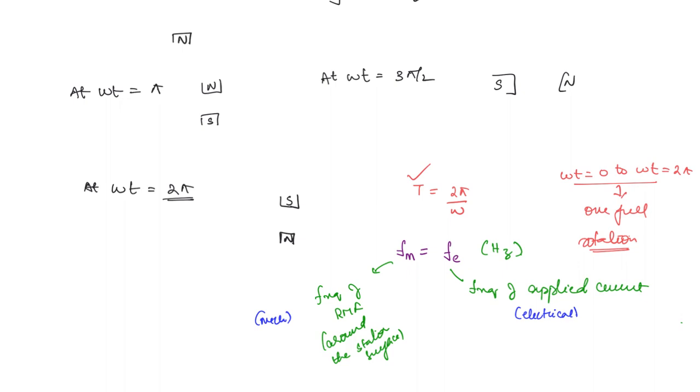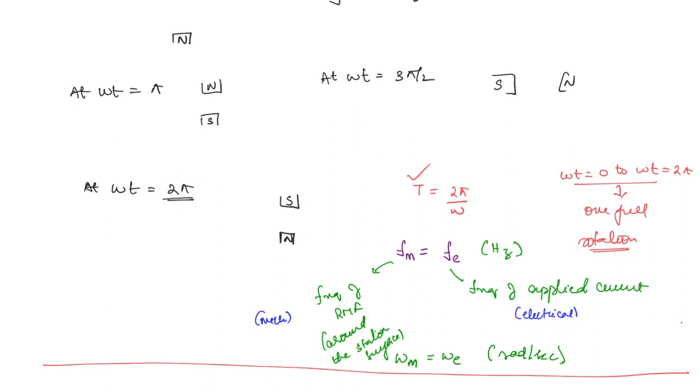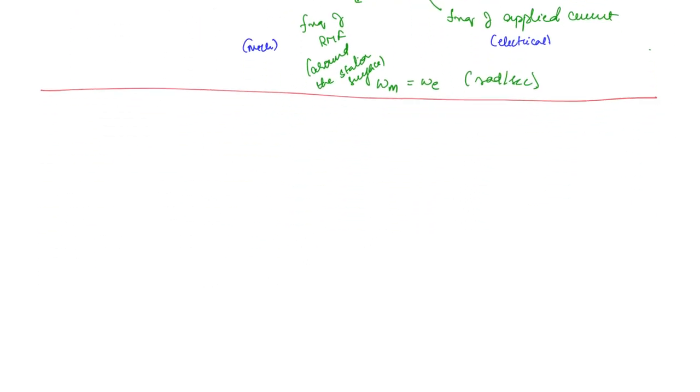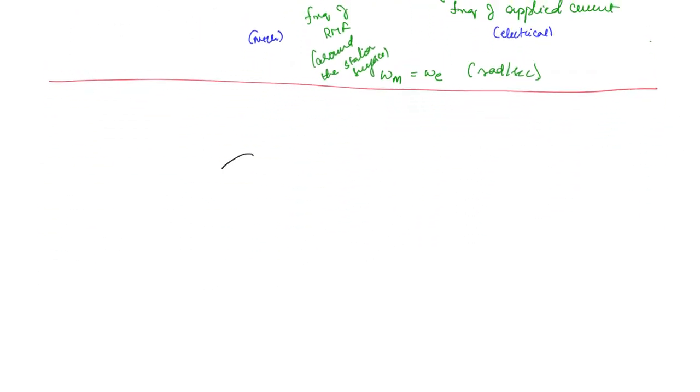Similarly, the angular frequency, that means omega m, which is in radian per second, this will also be equal to the electrical frequency. But remember, this is when we have two poles. Now it is also possible to have more number of poles. So how is that? Instead of one set of three-phase windings, we are going to use two sets. So instead of 6 slots, you are going to have 12 slots.